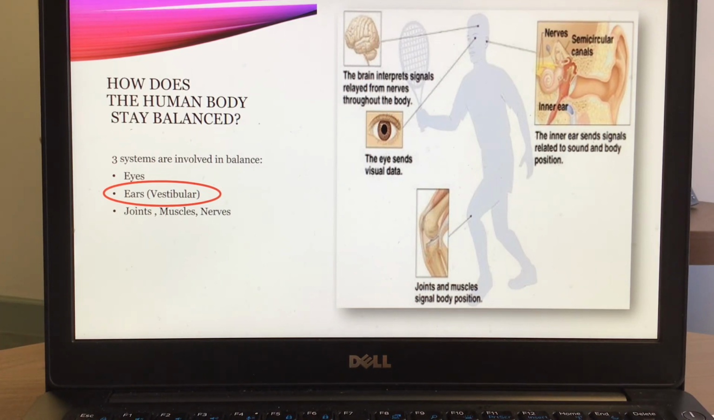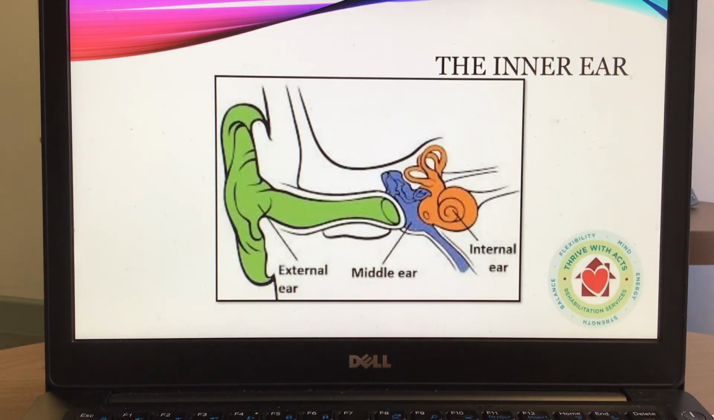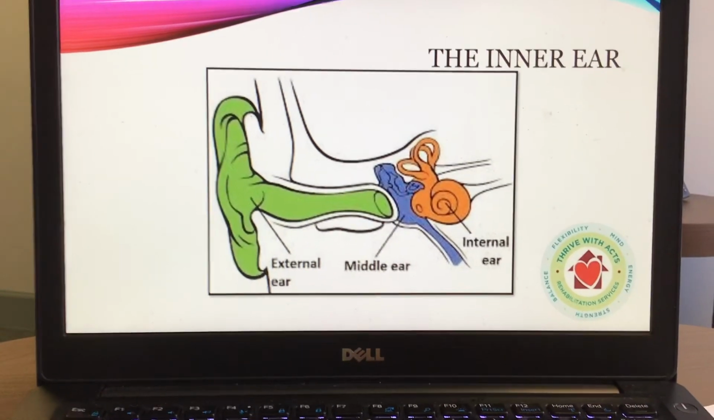Last month, we talked about 3 systems involved in human balance. They are the eyes, ears, and your joints, muscles, and nerves. Today, we are going to focus primarily on the ear, which is actually called the inner ear or the vestibular system. This is just a little bit of an anatomical picture of the inner ear.